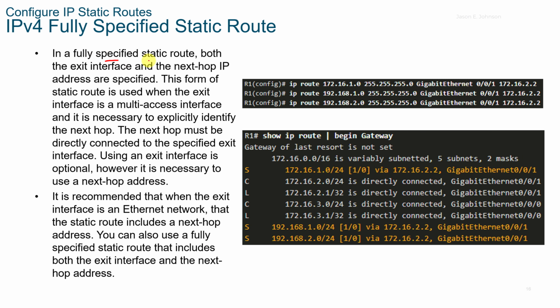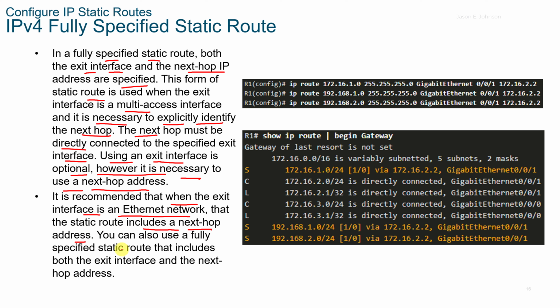In a fully specified static route, both the exit interface and the next hop IP address are specified. This form of static route is used when the exit interface is a multi-access interface, and it is necessary to explicitly identify the next hop. The next hop must be directly connected to the specified exit interface. Using an exit interface is optional, however it is necessary to use a next hop address. It's recommended that when the exit interface is an Ethernet network, the static route includes a next hop address.